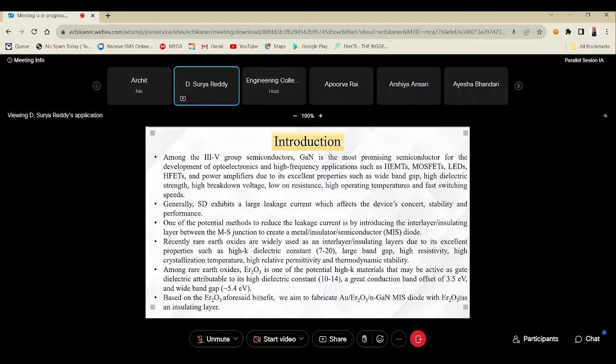So the main aim of my presentation is to construct an MIS diode which shows better electrical properties than the Schottky diode. That's why I chose a rare earth oxide as an interlayer, because it possesses a high dielectric constant. Among the rare earth oxides, erbium oxide is one of the potential materials because it possesses a high dielectric constant, a great conduction band offset and band gap. Because of this, I prepared an Au/Er2O3/n-GaN MIS diode and compared it with the Schottky diode results.